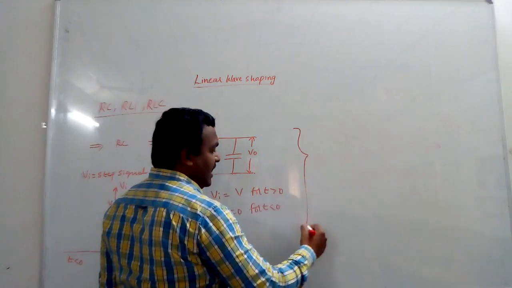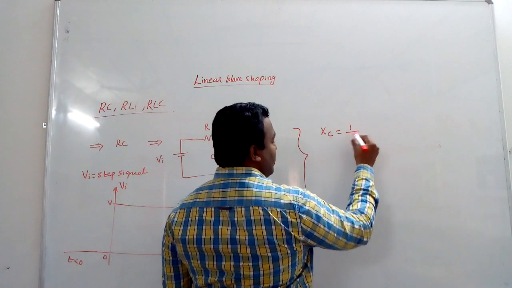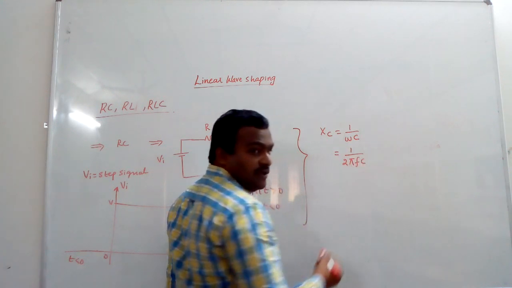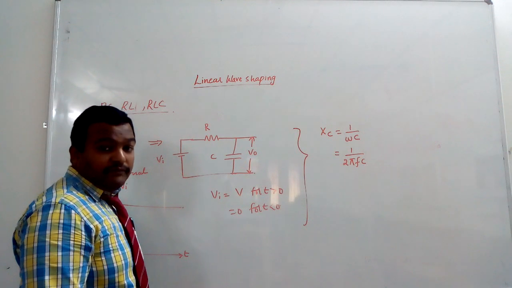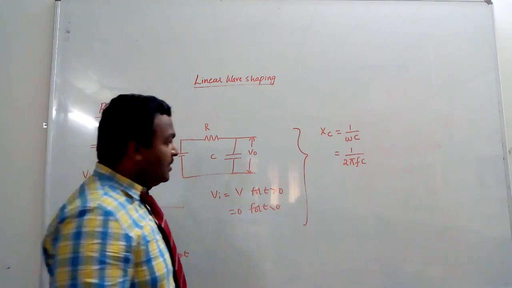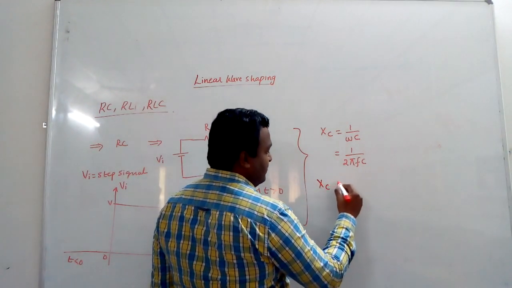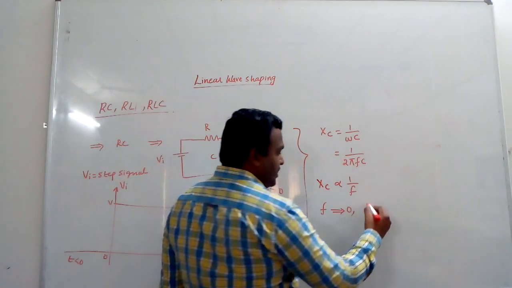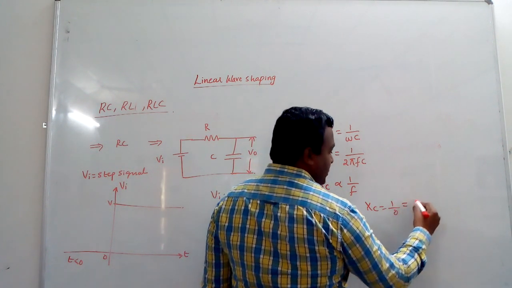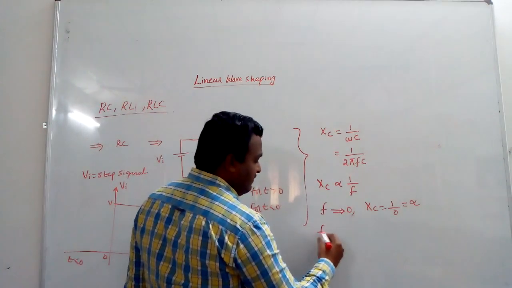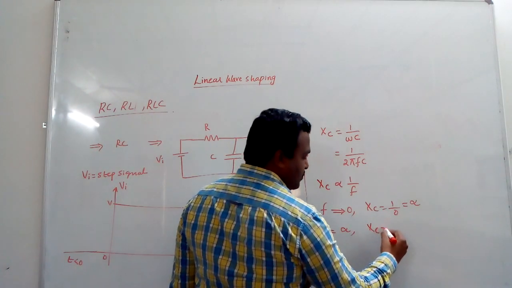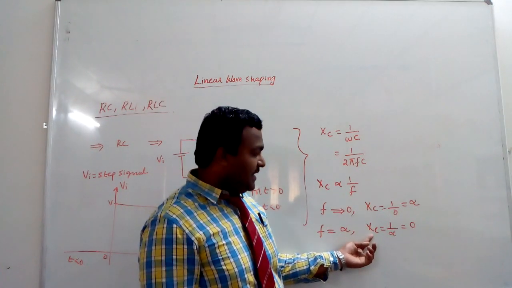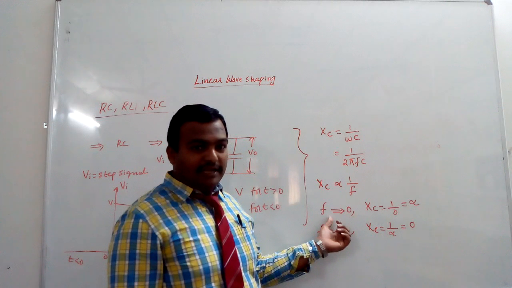As we know, the capacitor reactance is defined as Xc is equal to 1 by omega C, where omega is 2 pi F, so Xc is 1 by 2 pi F C. Now we can classify whether the given RC network will behave like a high pass or low pass circuit. Xc is inversely proportional to F. For low frequency, ideally F is equal to 0, then Xc is 1 by 0, which corresponds to infinity. If F is equal to infinity, then Xc is 1 by infinity, which means Xc is equal to 0. So the reactance of the capacitor is 0 or infinity, depending completely on the value of frequency.